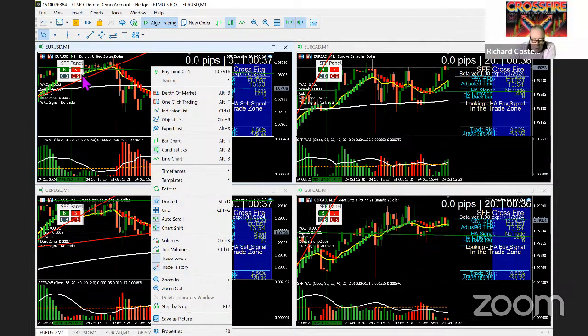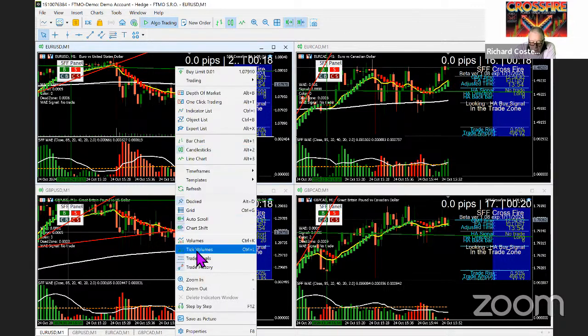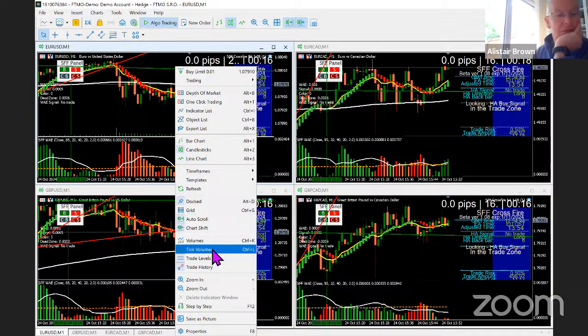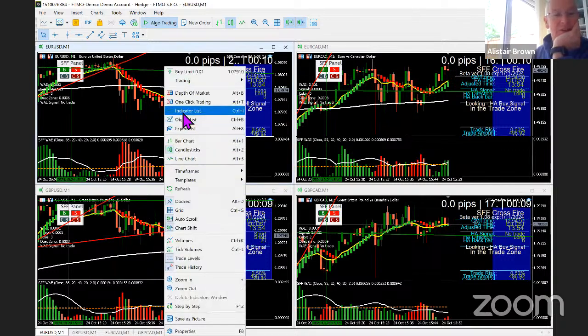I'm right clicking on Euro USD. I'm looking below the expert list and I'm looking for tick volumes, I think. So I tick that, there you go. You've got the volumes, they're on the bottom. And if you tick it again, they'll disappear. What I did was tick volumes. It's not going to change my life, but I'm glad I can get rid of them.